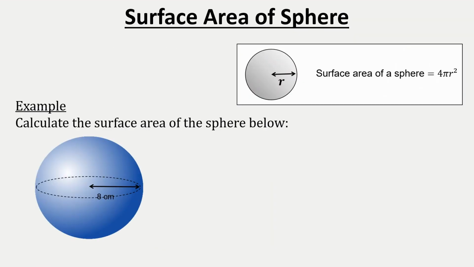So next is surface area of a sphere, and the formula is 4 pi r square. Now calculate the surface area of the sphere below. So this is the question given to us.